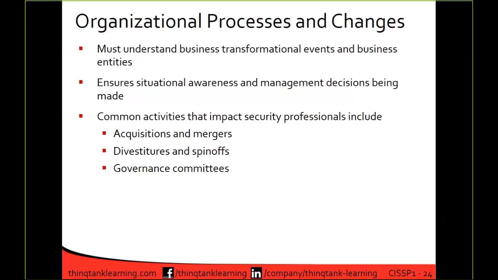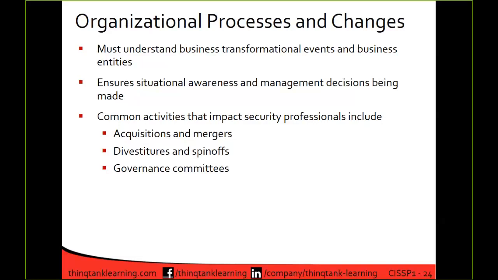That's a transformational event, right? And a lot of times security is driven by those events. Ensure situational awareness and management decisions that are being made. All right? Yeah, it makes sense. Situational awareness is everything that I just described.